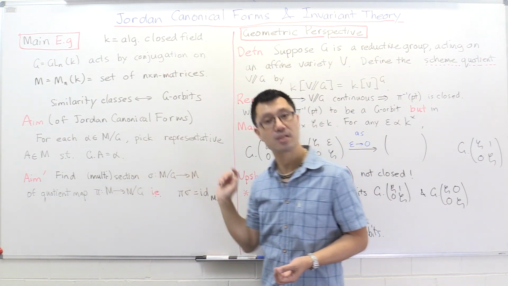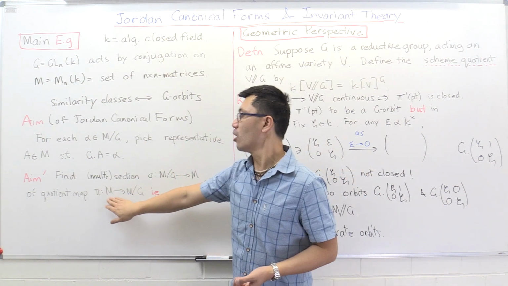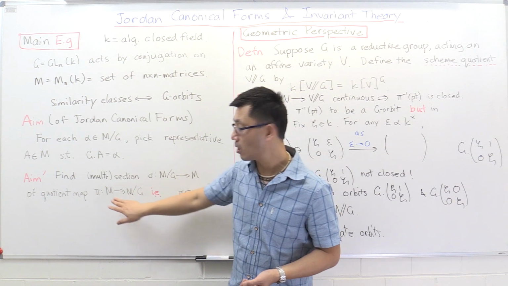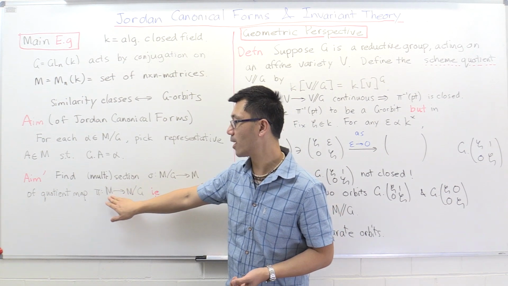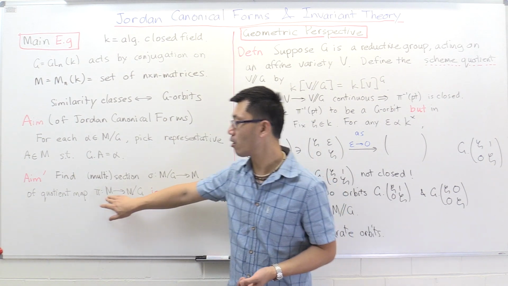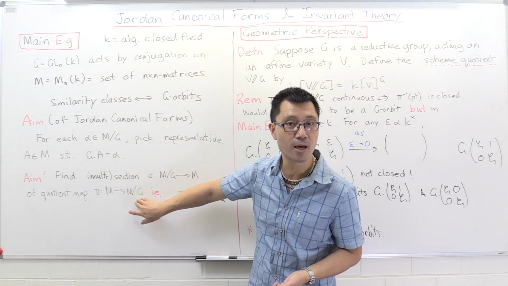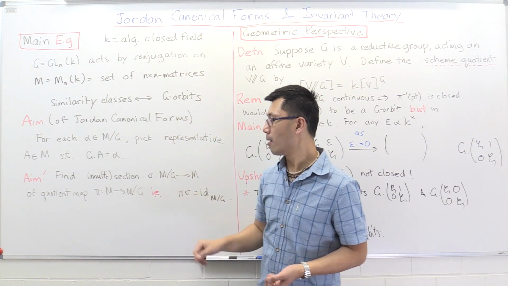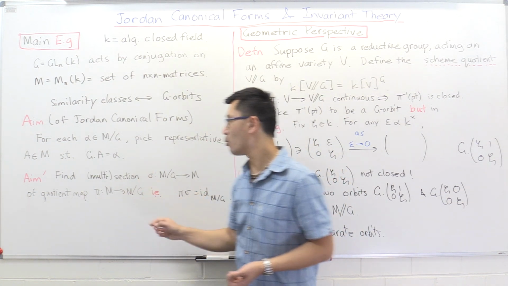Let's unpack this properly. Remember, you've always got a quotient map when you're in the situation of a group action. So any matrix inside M, you can send it to the corresponding G orbit, which is the similarity class containing that matrix. And we want a section of that.